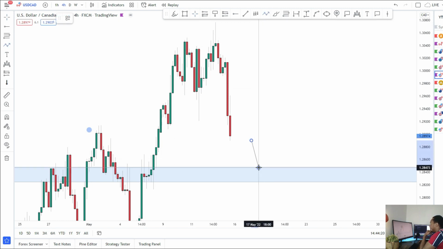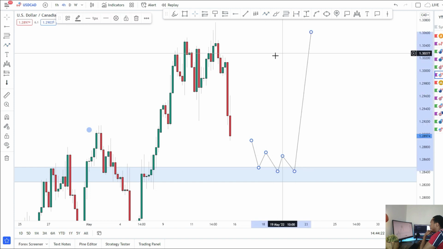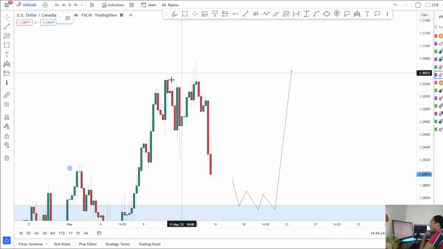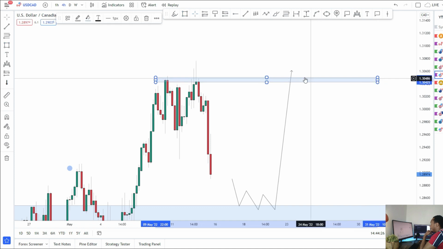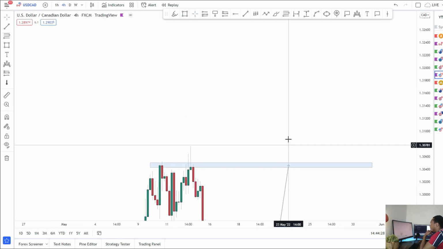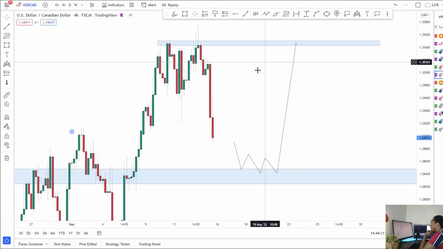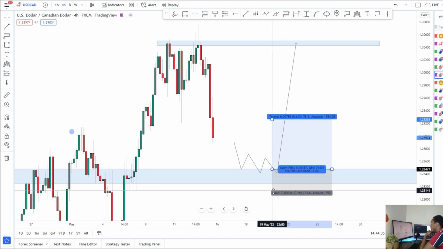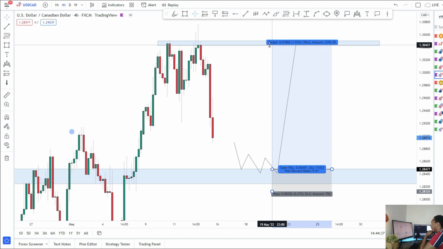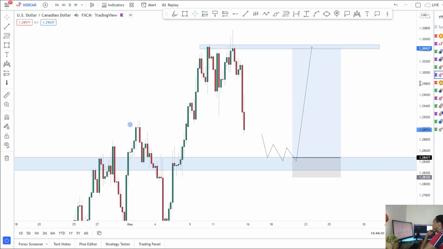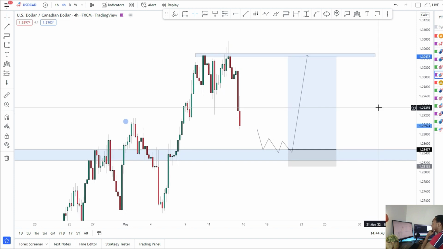But I will be looking to see if we can hold this level. Then targets for USD CAD will be back at the highs for the week. I doubt we'll head to those in 1 week, so I'll be looking to play from this major level of support back to those highs at 1.30400. So yeah, that is the plan for USD CAD for next week.